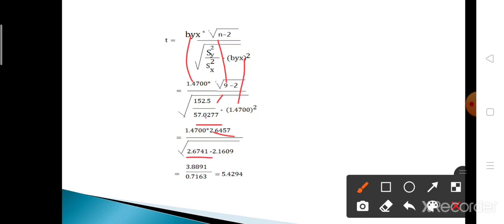57.0277, value is 2.6741, and 1.47 square is 2.1609. Now 1.47 into 2.6457, value is 3.8891, and divided by square root of 2.6741 minus 2.1609, and its square root value is 0.7163. And 3.8891 divided by 0.7163 value is 5.4294. So this is the value of the test statistic.